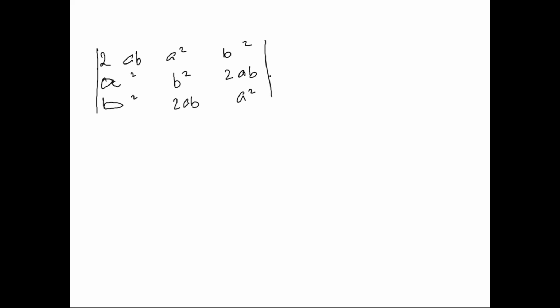It says that the determinant with rows: 2ab, b square, a square; b square, 2ab, a square; a square, b square, 2ab. We have to prove this is equal to minus the whole square of a cube plus b cube.